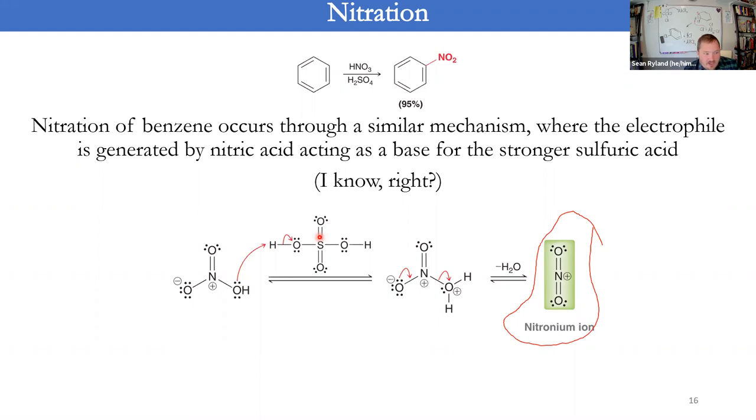So if you have nitric acid and you put it with concentrated sulfuric acid, those are both considered strong acids, but sulfuric acid is even stronger than nitric acid. So you can protonate the nitric acid and make a really good leaving group. We made a water molecule, basically, right? We know protonated alcohols are really good leaving groups. And so we wind up making this nitronium ion just by protonating nitric acid.